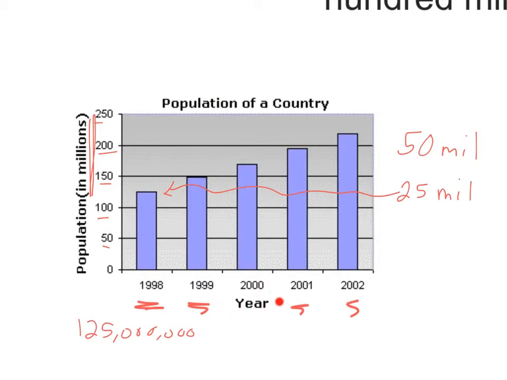And on the bottom, we're talking about years. So 1998, 99, 2000, 2001, 2002. Next, I want to take a look at 2001. Find 2001 on the graph.